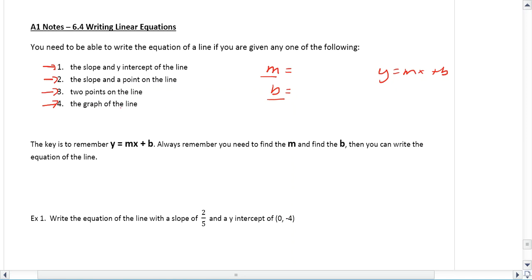Or this one I don't mind so much. When we're given the graph of the line, we can pull the y-intercept off the graph and count to find the slope. So the key to remember to be able to write y equals mx plus b: always find the m, and usually you find the m first, and then find the b. Once you have those two things, you have the equation of the line.